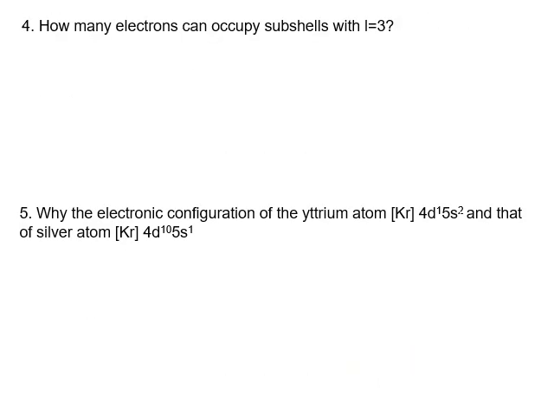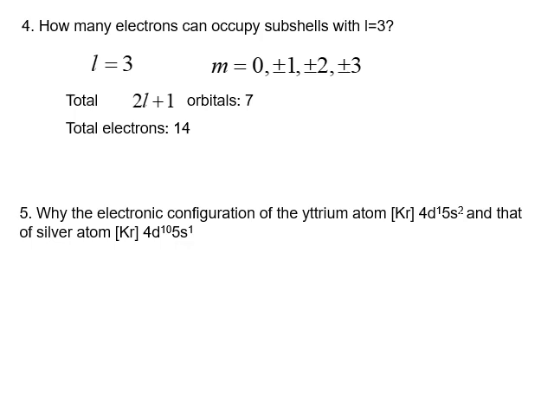Question number 4. How many electrons can occupy subshells with l equals 3? So l equals 3, m can be 0, positive or negative 1, positive or negative 2, positive or negative 3. In other words, there are 2l plus 1, which is 7 orbitals, and therefore the total is 7 times 2. Each orbital has 2 electrons, so it's 14 electrons.